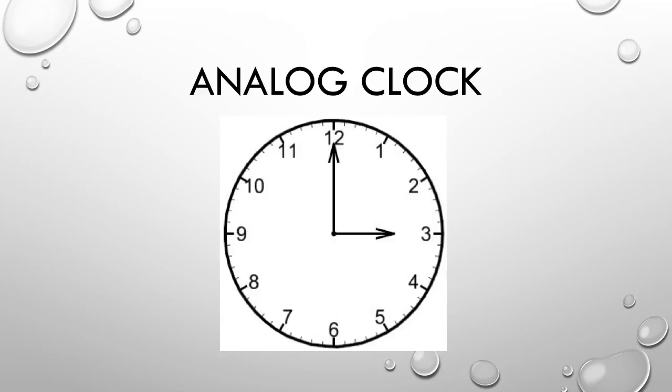This is an analog clock. An analog clock has an hour hand and a minute hand. These clocks are usually hung up on the wall in your classrooms. The opposite of an analog clock is a digital clock. Digital clocks display just numbers, and you can find these on your iPad or computers.